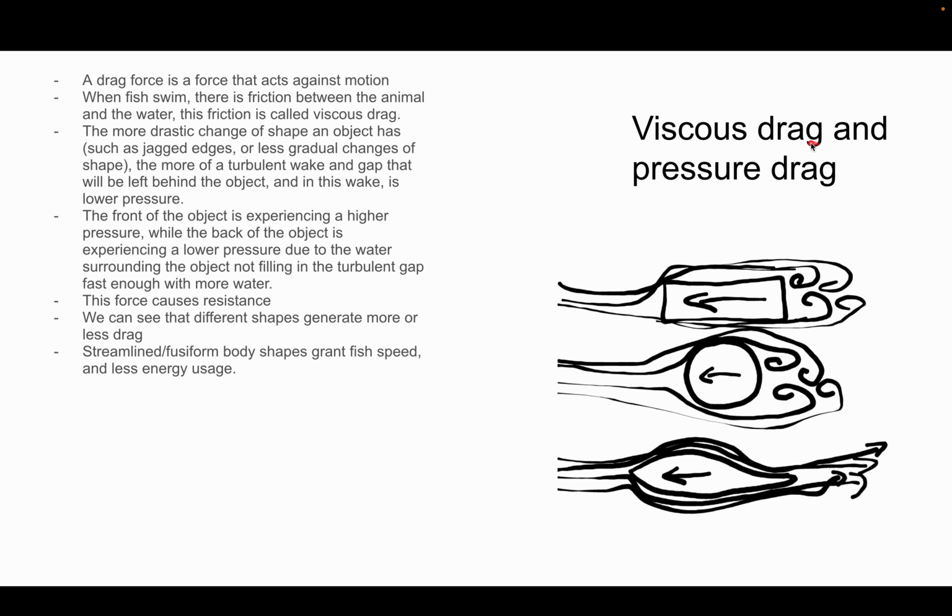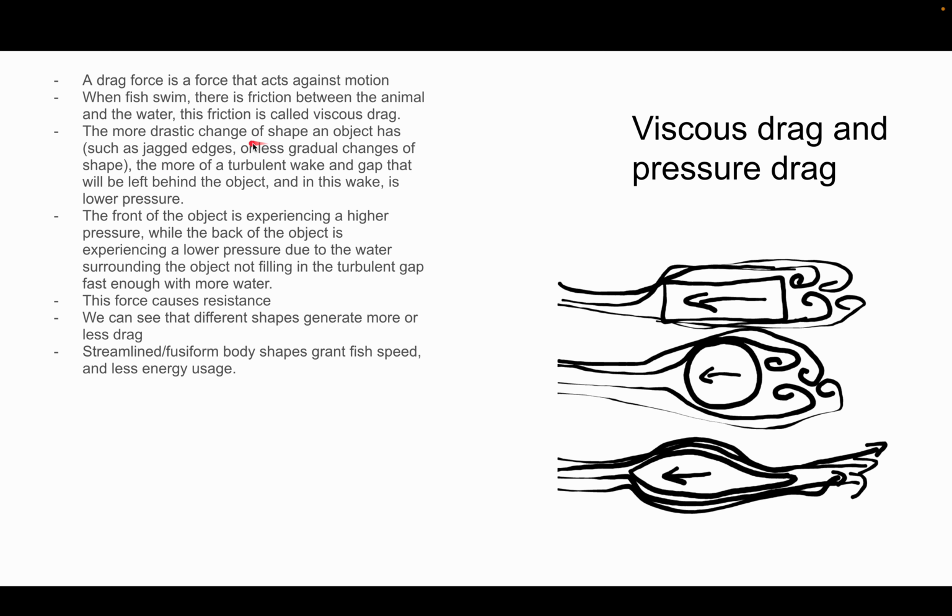Now I'm going to be talking about viscous drag and pressure drag. A drag force is a force that acts against motion. When fish swim, there is friction between the animal and the water. Think about friction like water coming up against the fish, the two surfaces of the fish and the water. This friction between the animal and the water is called viscous drag.